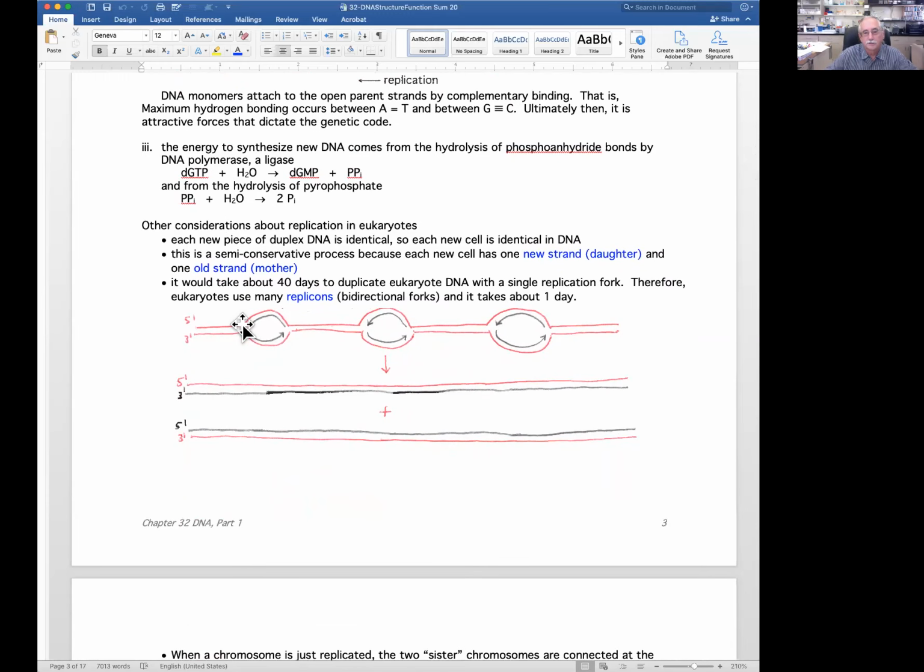So the energy to synthesize new DNA comes from the hydrolysis of phosphoanhydride bonds by DNA polymerase, which is a ligase. And then also from the hydrolysis of pyrophosphate. So if this were in equilibrium, removing this makes it so that it's almost impossible to go backwards. It's almost impossible to go backwards anyway because you're breaking phosphoanhydride bonds. That's why it's called a ligase.